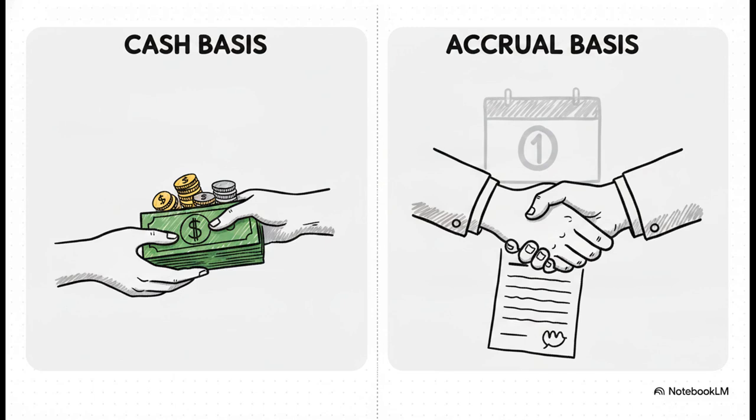It generally records income when the payment is actually received and expenses when they're actually paid out. The money has physically moved. Accrual basis, on the other hand, records income when it's earned and expenses when they're incurred, even if the cash hasn't actually changed hands yet.